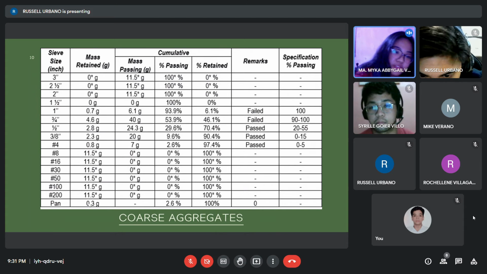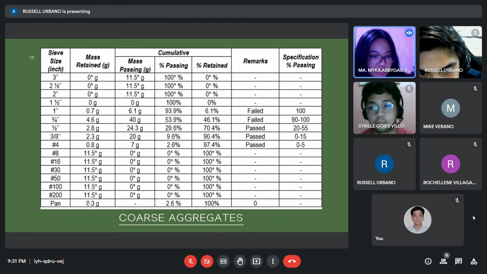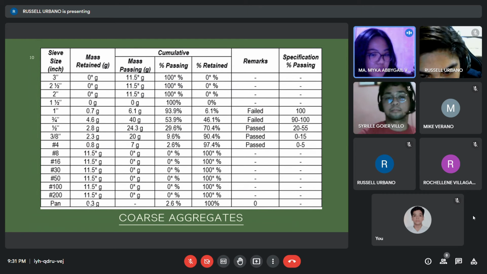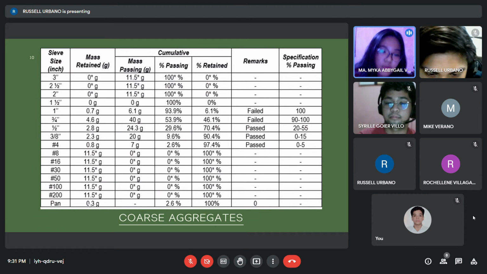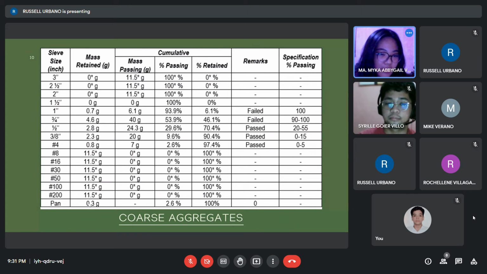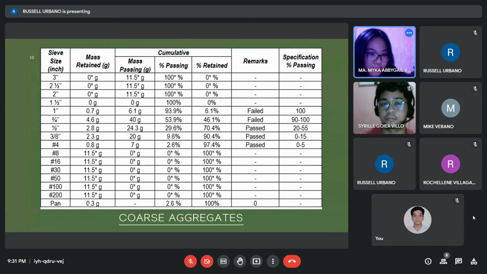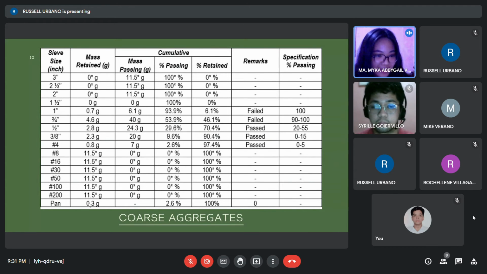For the cumulative percent retained of any sieve, we take the mass passing of that sieve and add it to the mass passing of all the previous sieves. Therefore, if we start at the 3/4 inch sieve, the mass passing of it is 40, and add it to the previous mass passing, which is 6.1, we get 46.1, and again, we do this procedure for the rest of the sieves.